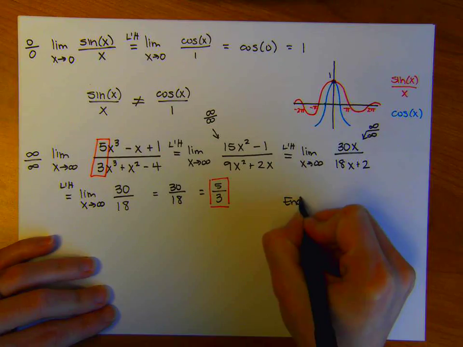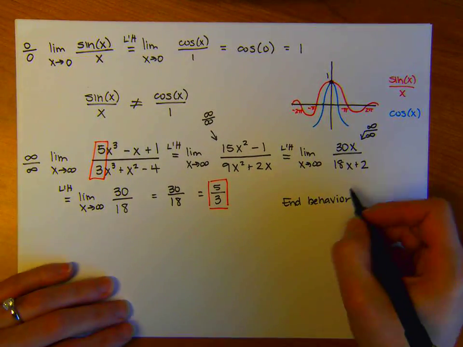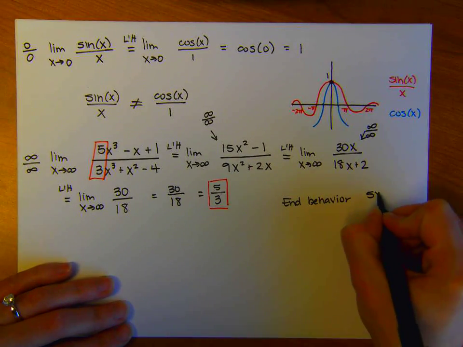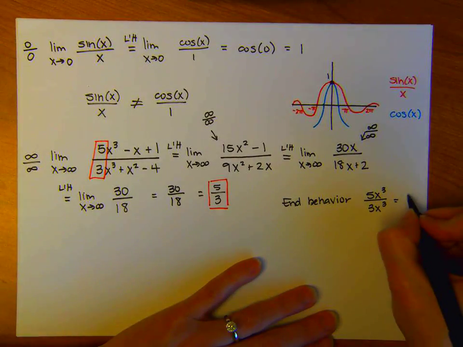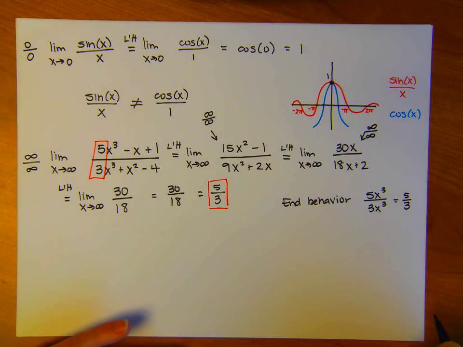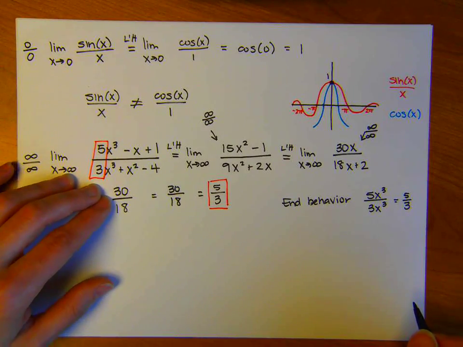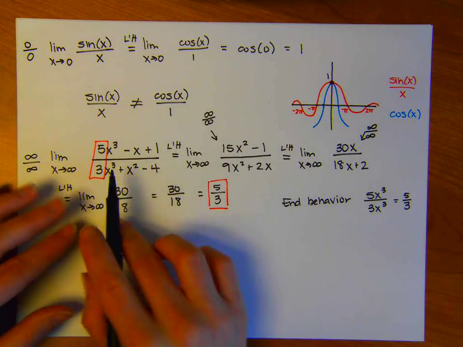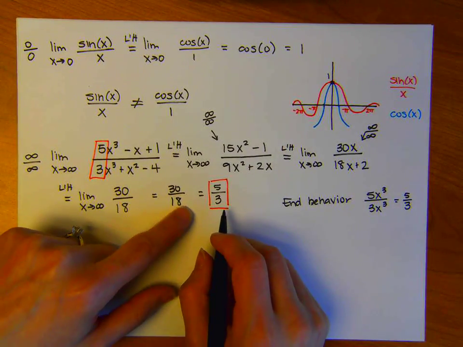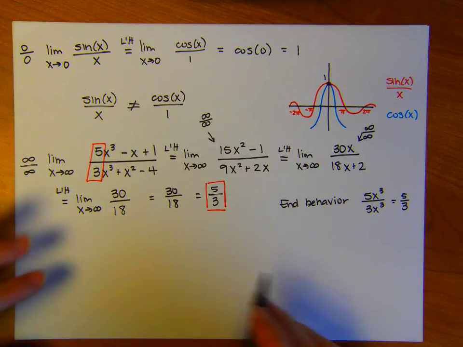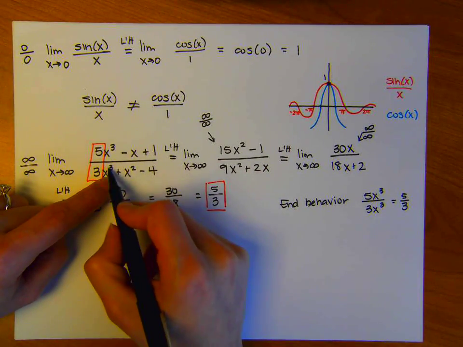Let me go ahead and write that. The end behavior, again because we're talking about infinity here, is going to be like 5x cubed over 3x cubed, and the x cubes cancel, giving me 5/3. So in these situations, you can usually tell what your answer is going to be, but it's still good to go through L'Hopital's rule because that actually shows that the limit is in fact 5/3. And again, I want to point out, this worked because these two powers were the same.